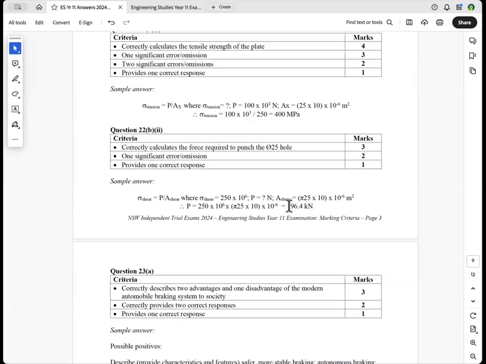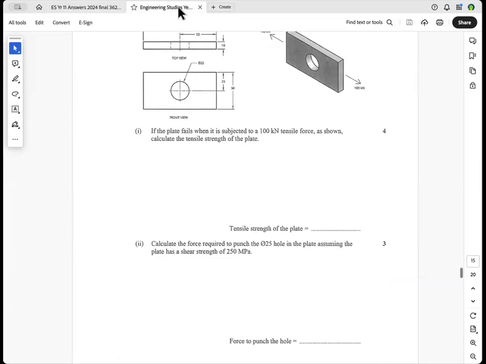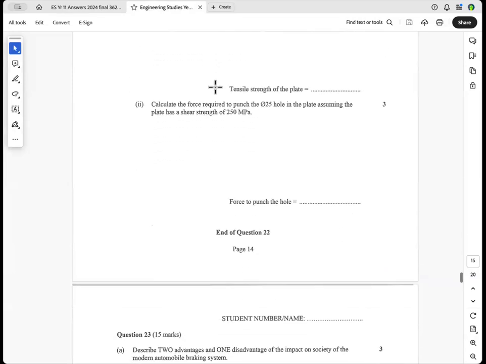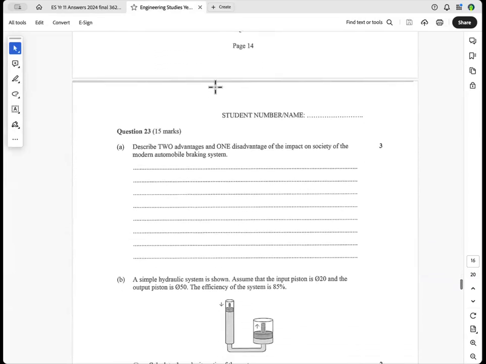And so that works out to be 196.4 kilonewtons, which is about 19 tons, equivalent to a mass of 19 tons. So it's a significant force to cut that in 10 millimeters thick metal. Describe two advantages and one disadvantage of the impact on society of the modern automobile.